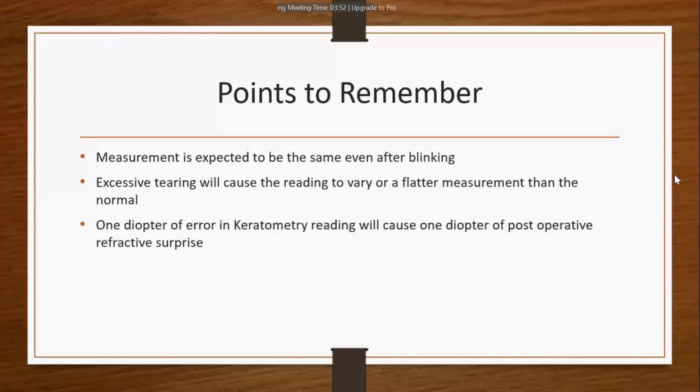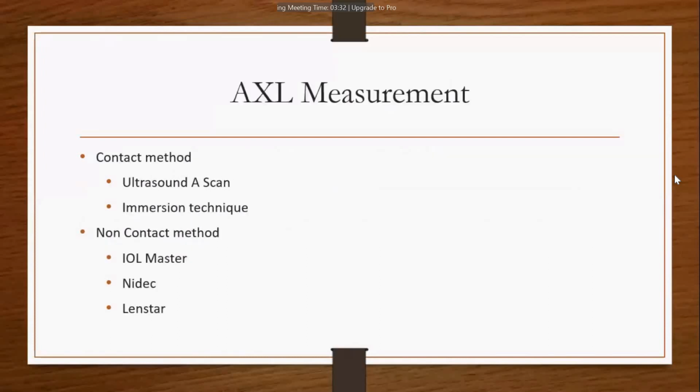And the main thing in the keratometer value is, if you are making an error of 1 diopter in a keratometer reading, then after the surgery, the patient will end up with 1 diopter of refractive error. So it is very, very important that you make a clear, crisp keratometer value before the cataract surgery. Then the axial length measurement.